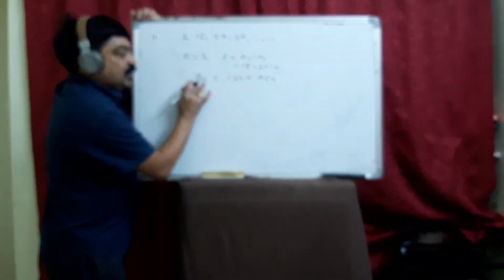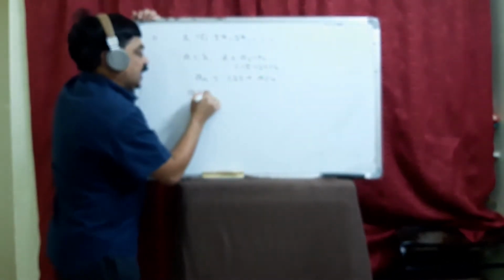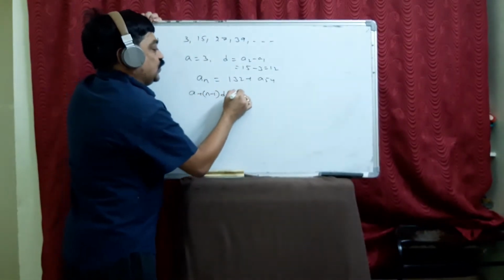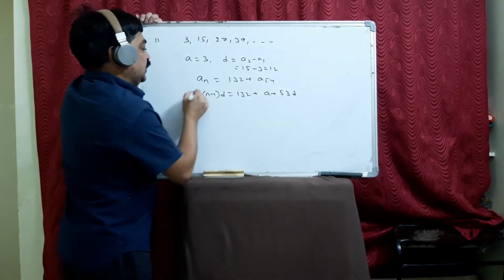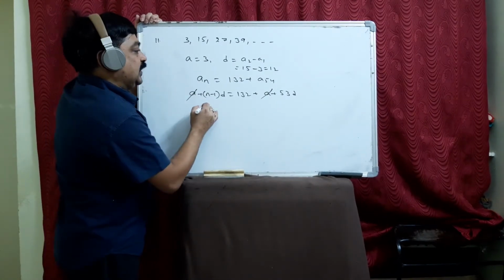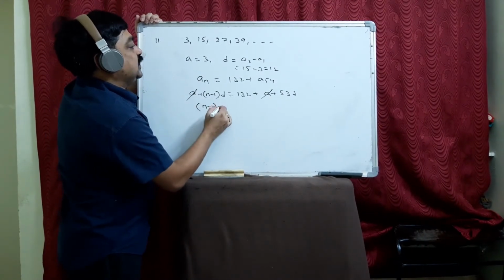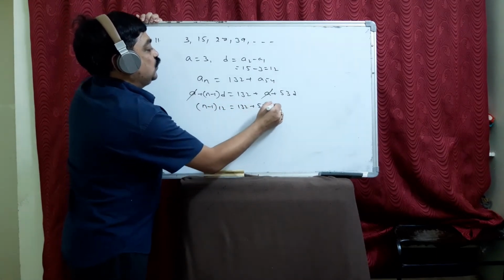Which term will always be an, because we have to find n. So an can be written as a plus n minus 1 into d. That equals 132 plus a plus 53d. So you can cancel a also. Let us substitute the value of d: n minus 1 into 12 equals 132 plus 53 into 12.